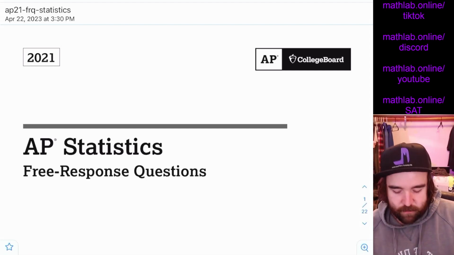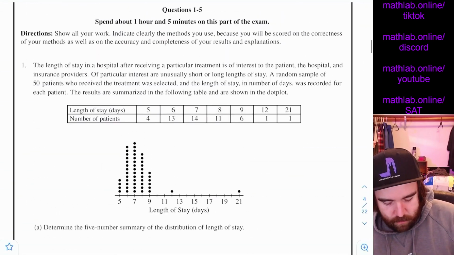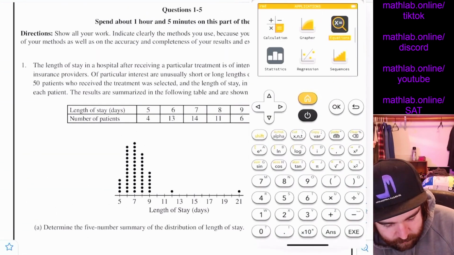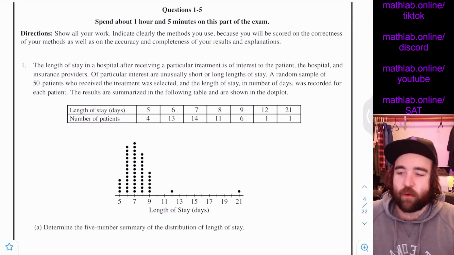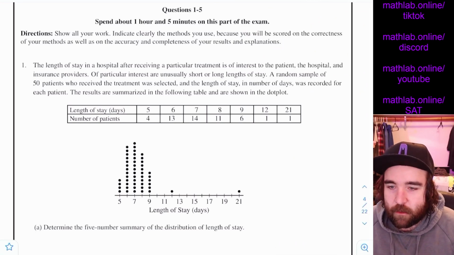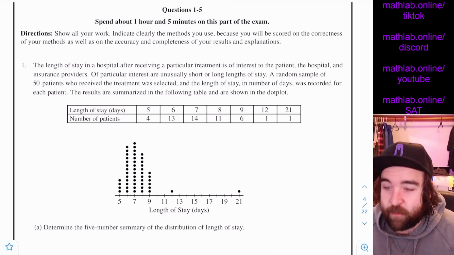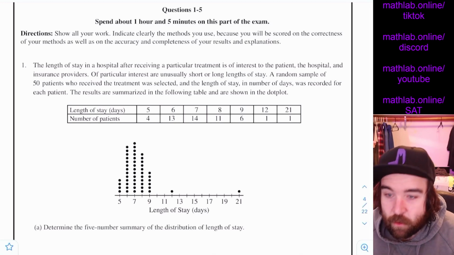2021 AP Stats free response. Let's go. Number one, calculator at the ready. NumWorks, of course. Number one, the length of a stay in a hospital after receiving a particular treatment is of interest to the patient, the hospital, and insurance providers, obviously. Of particular interest are unusually short or long lengths of stay.